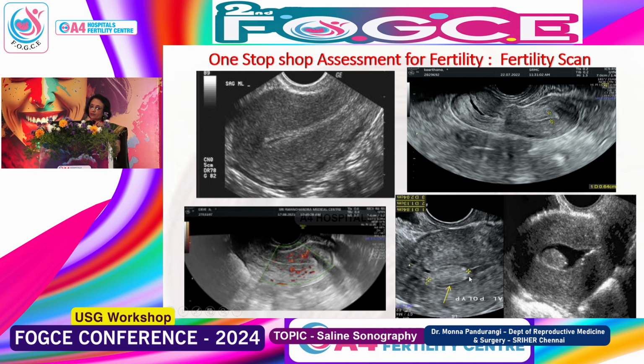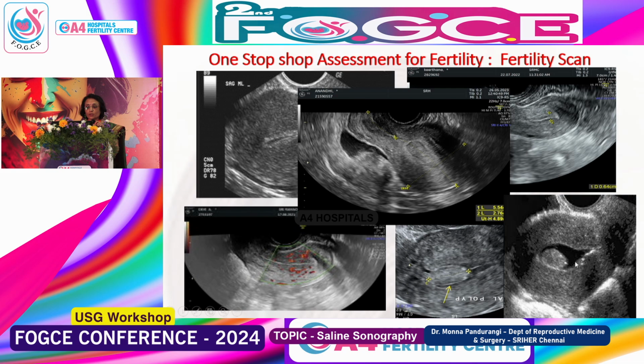And if there is a polyp, it can be seen so well. And if you have done a saline sono, you know it is definitely a polyp. The same thing, if you do it on day 2, you will see a structure like this, which can be a clot or a polyp, which requires a re-evaluation during the follicular phase.